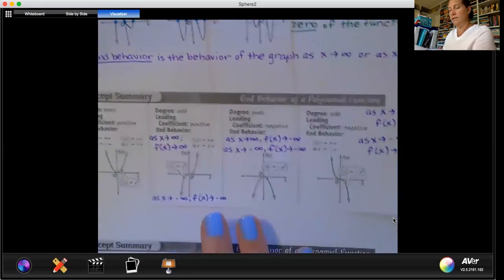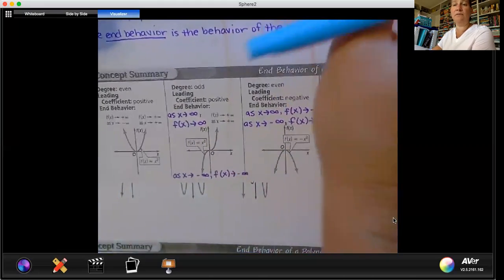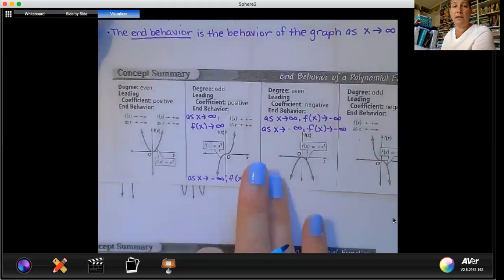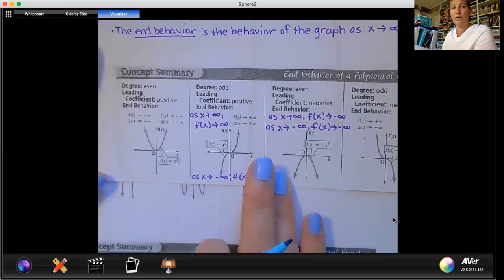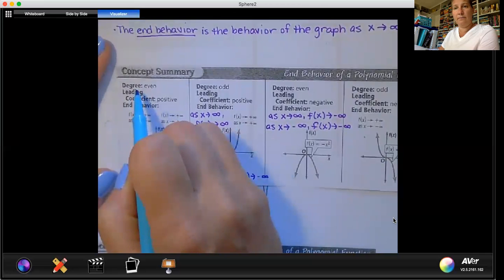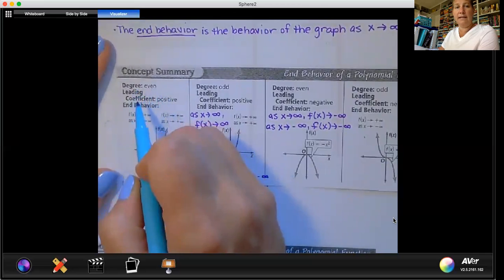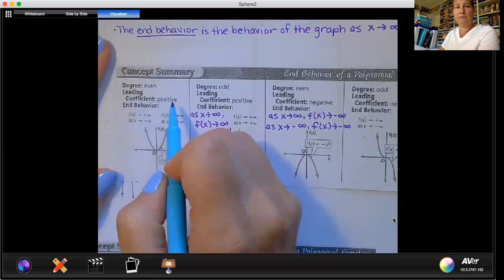Now, the information that you see here at the bottom, I need for you to fit into the chart that you see on your notes. So for example, you have a degree column. Underneath it, I need you to put the word even. Beside leading coefficient, I need you to put positive.